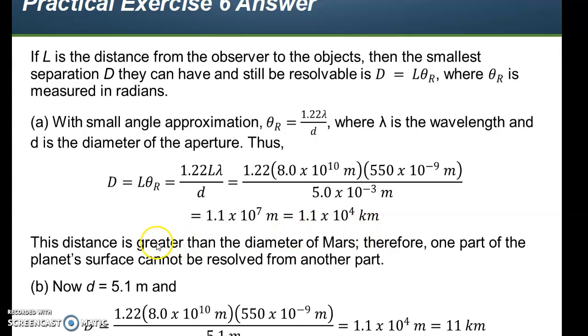Now, if you look at your table, you'll see that this distance is greater than the diameter of Mars, so with your naked eye, you can't make out any specific thing on Mars. Now, if you use the telescope, and instead of having 5.0 times 10 to the minus 3rd meters, it's 5.1 meters, that same equation becomes 1.1 times 10 to the 4th meters, or 11 kilometers. And of course, Mars' surface is much larger than this, so you can make out quite a few details on Mars from the observatory.